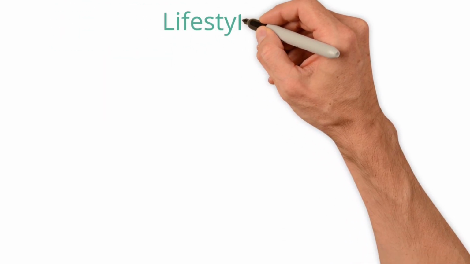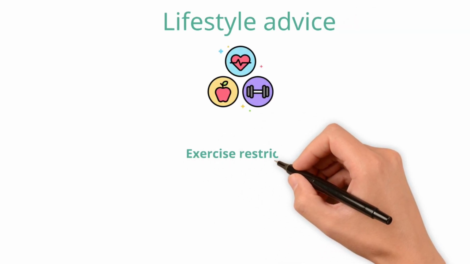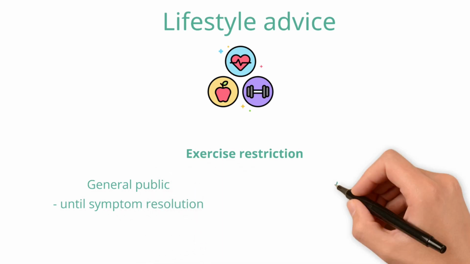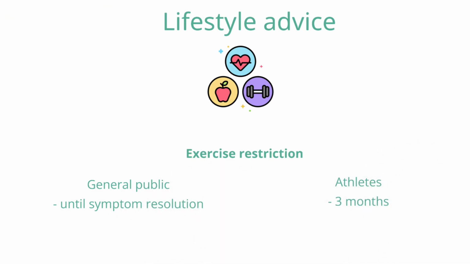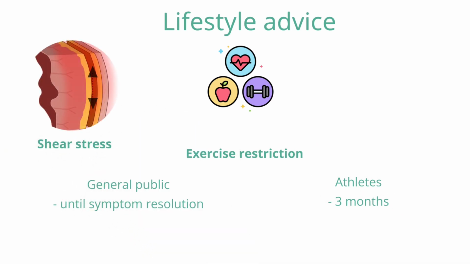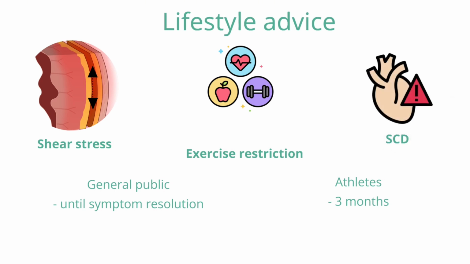What about lifestyle recommendations? Both American and European guidelines also recommend exercise restriction until symptom resolution in the general public, and for 3 months in athletes. Exercise-induced tachycardia may increase shear stress on the pericardium, which is thought to, in turn, increase oxidative stress, hence worsening inflammation. Additionally, pericarditis has been associated with exercise-induced sudden cardiac death, probably because of concomitant myocarditis.